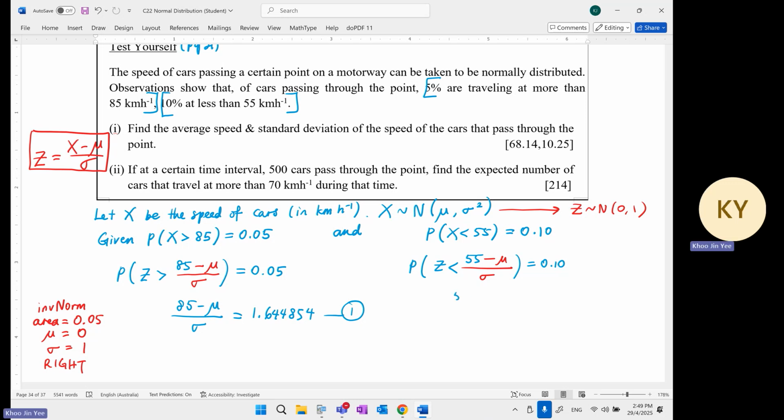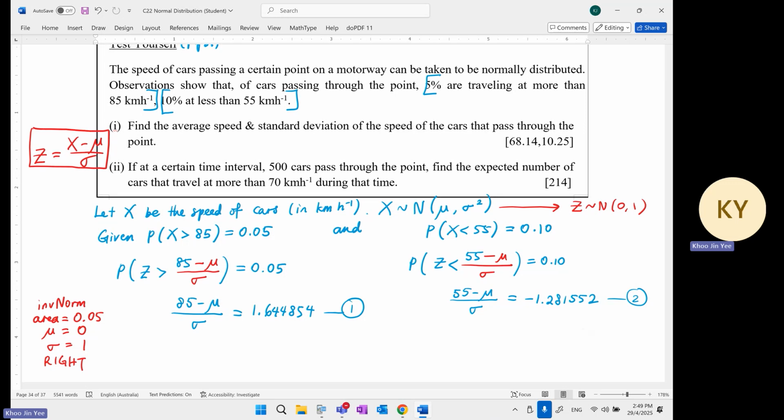Okay, your unknown 55 minus mu over this will be equals to negative 1.281552. Okay, so this one over here is equation 2. So it's like throw away the probability function or throw away your tangent, throw away your sine, right? Throw away this function to reveal what is the input. Okay, it's like an inverse function.